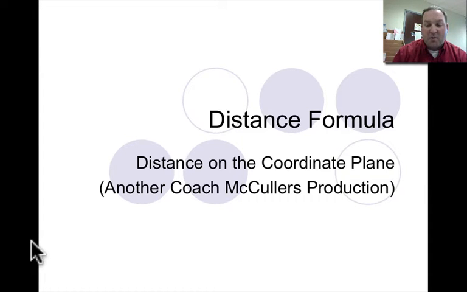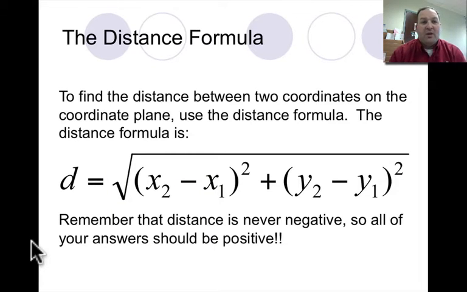Let's start with the distance formula. What is the distance formula? To find the distance between 2 coordinates on the coordinate plane, you have to use the distance formula. The distance formula is, and here it is, d equals, d is for distance, equals the big square root. The big square root goes from here all over everything.